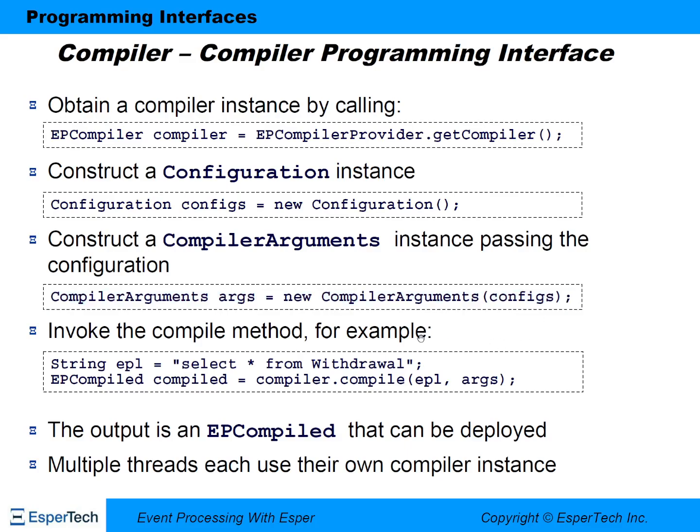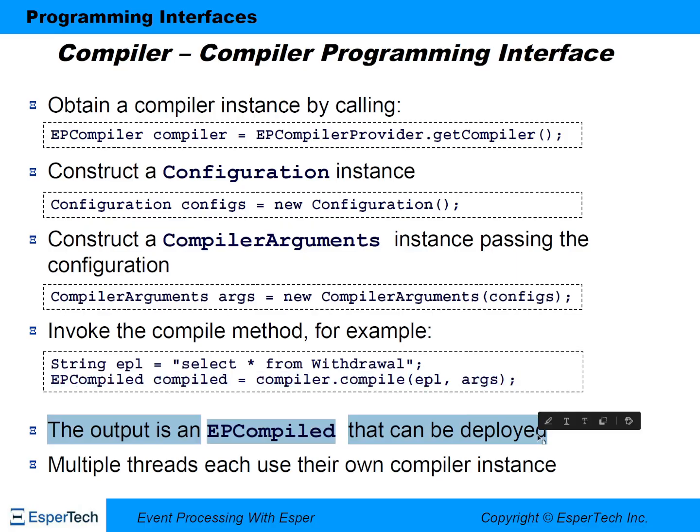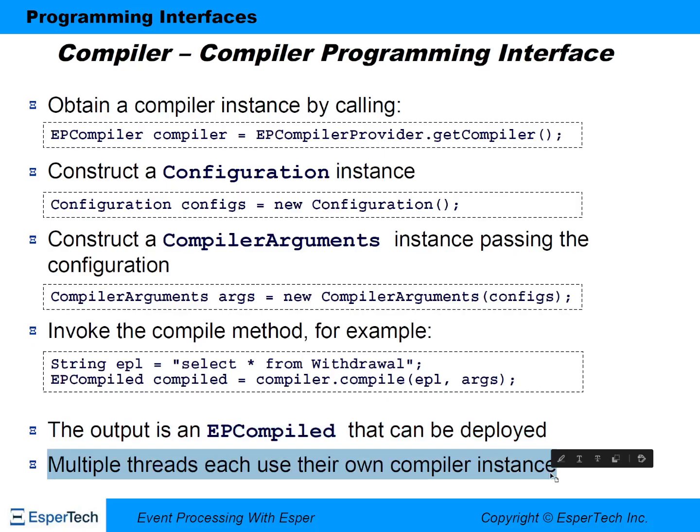Now we are ready to compile. The compiler offers multiple compile methods depending on whether you are compiling a module string, or a module object, or a fire and forget query. Let's assume we compile a module string. The code to compile is EPCompiled compiled = compiler.compile(epl, args). The output of the compile method is an EPCompiled that can be deployed. Multiple threads each use their own compiler instance.